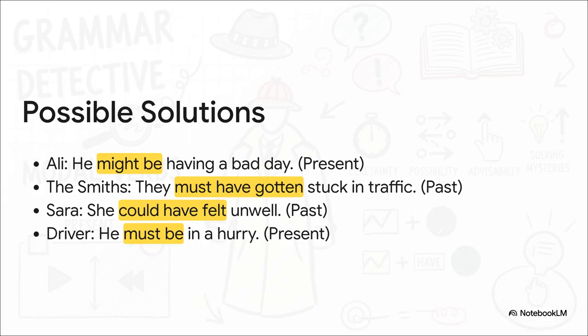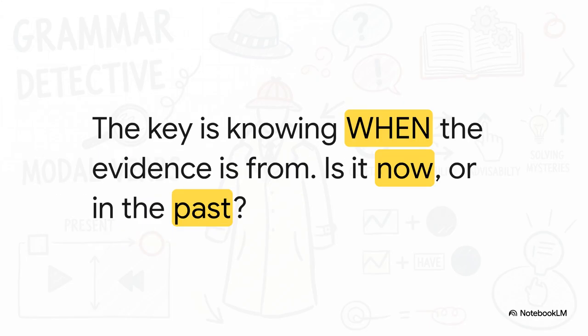For Ali, who looks sad right now, that's a present mystery, so he might be having a bad day. For the Smiths, who were late, that's a cold case, so they must have gotten stuck in traffic. Sarah left early, another past event, so she could have felt unwell. And the guy driving fast now, present tense, he must be in a hurry. So how'd you do? You see?